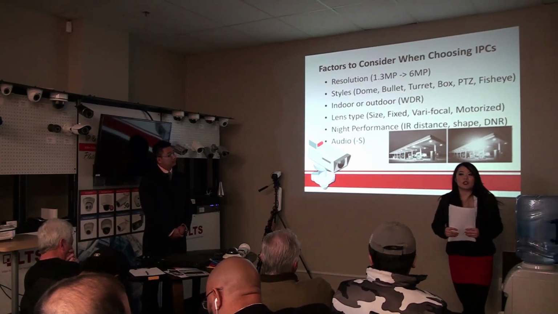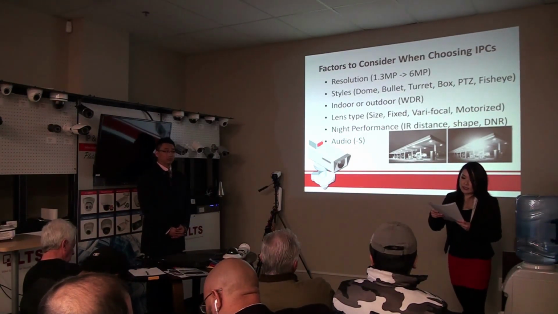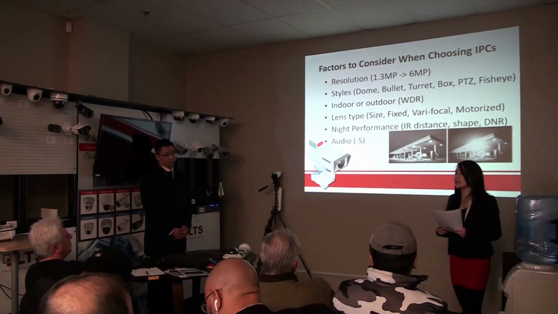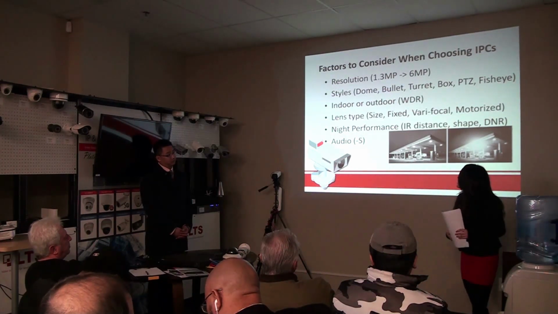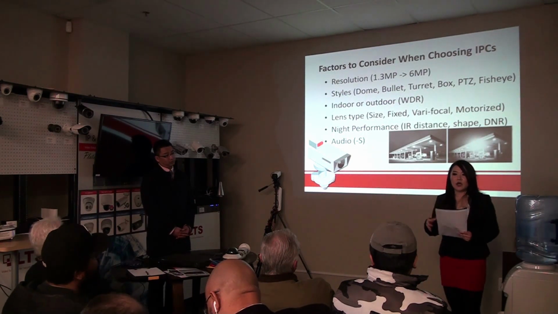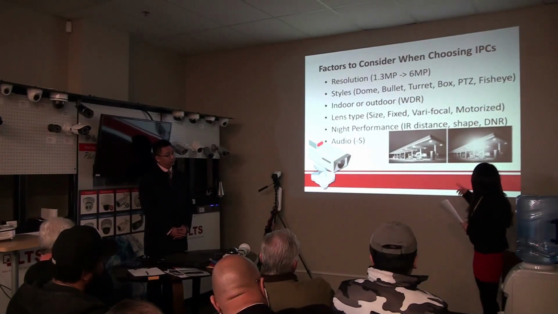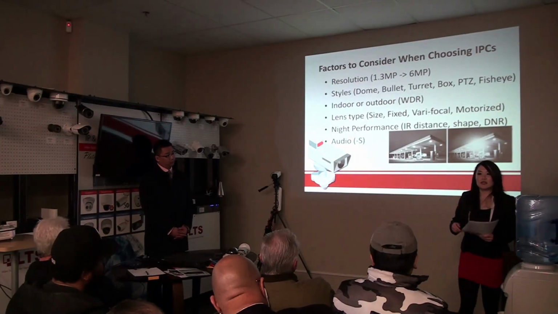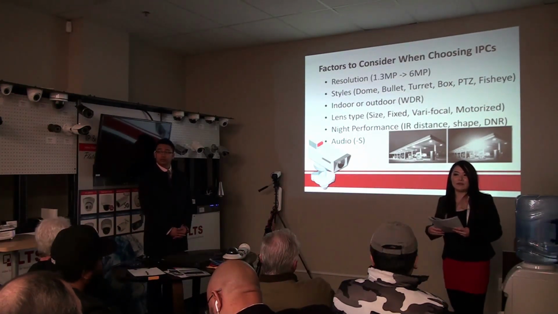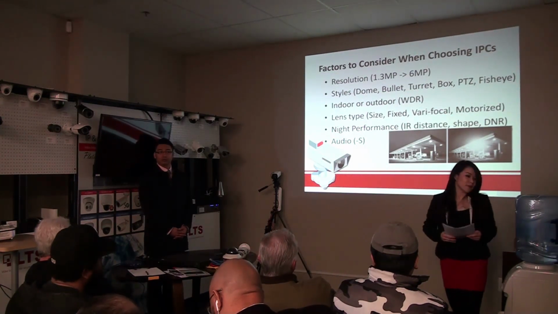Also, you need to consider IR distance, how far you want to see at night. Normally, if you see the specs of each camera, you can find how far the IR can reach at night. Lastly, there's a term called DNR in night performance, which means digital noise reduction. At night, sometimes you can see little noises on the picture, but with digital noise reduction, it gives you a better night image without all the little white dots.